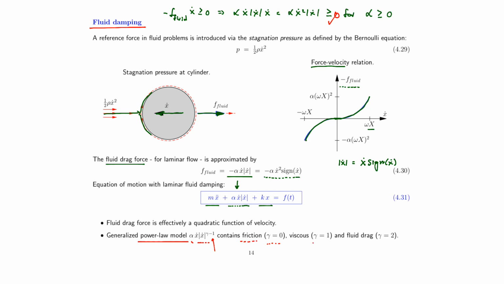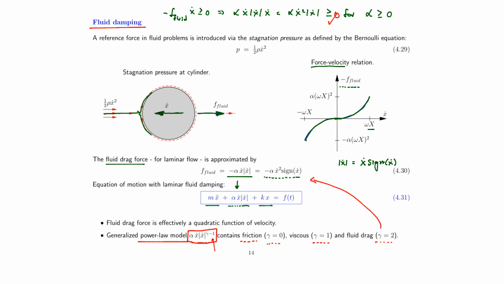If you have gamma equal to 1, then you'll have pure viscous damping, and if you set gamma equal to 2, you will actually get the fluid damping that we have on this slide. So if you want to introduce a fairly general damping model into your dynamic system, try to consider the so-called power law model, because it's very versatile and it can capture a lot of different damping mechanisms.